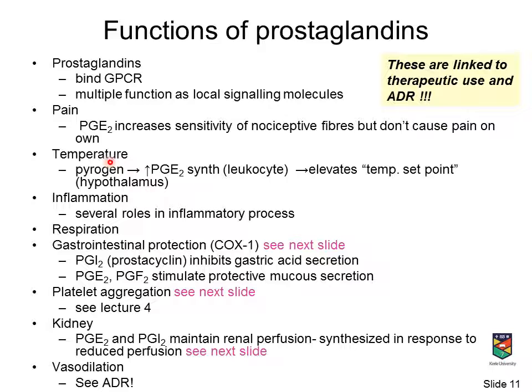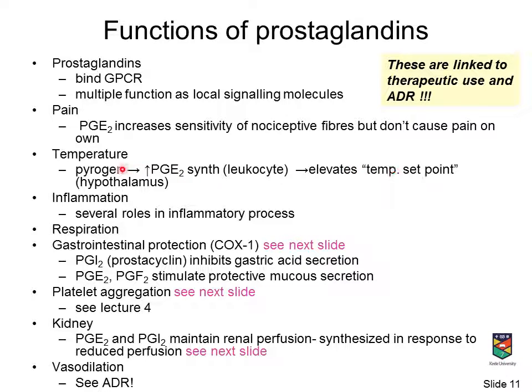Prostaglandins also play a role in regulating the patient's temperature. So the body tries to maintain what's called a set point. In other words, the body tries to regulate itself to a certain temperature, and that is controlled through the hypothalamus. And prostaglandin E2 actually helps control that set point.